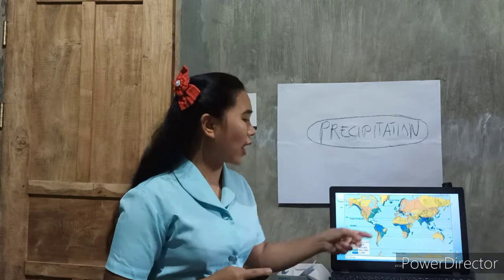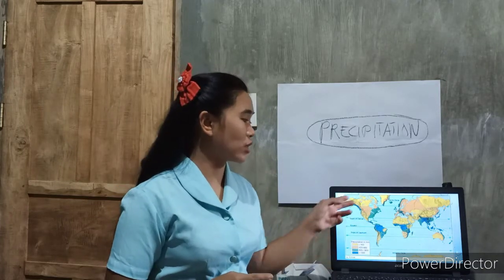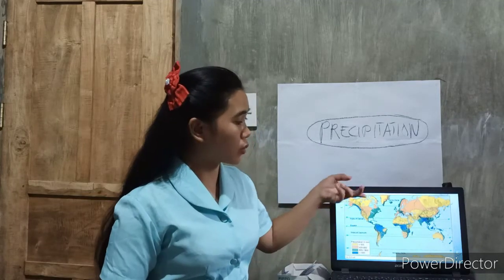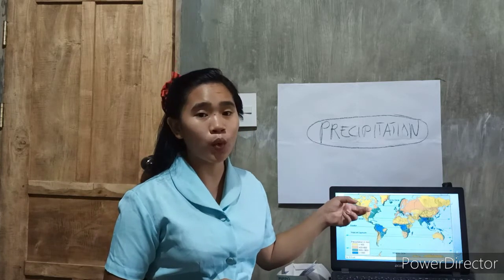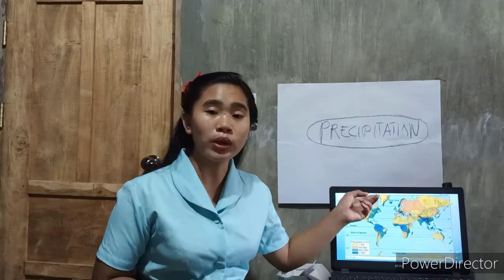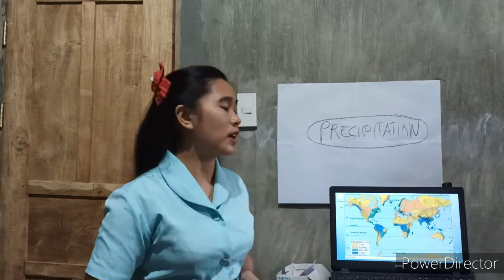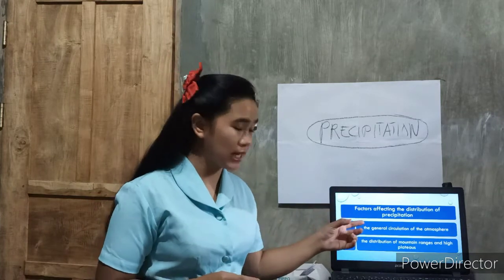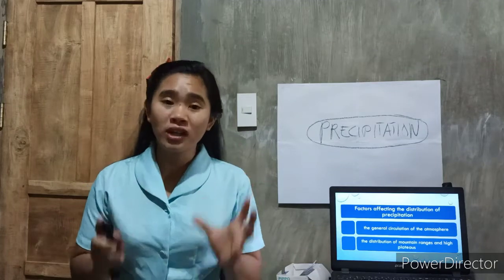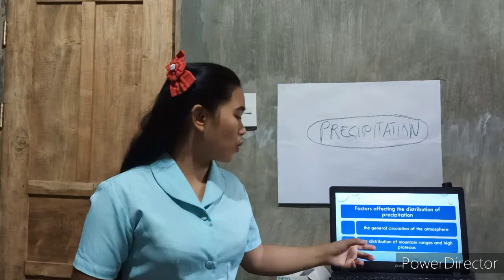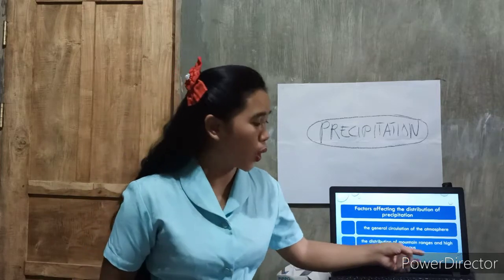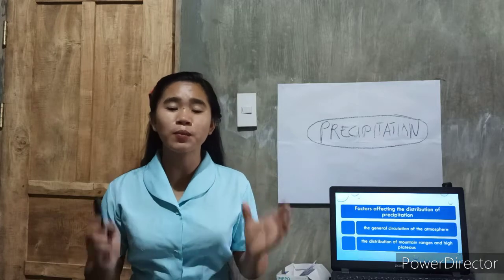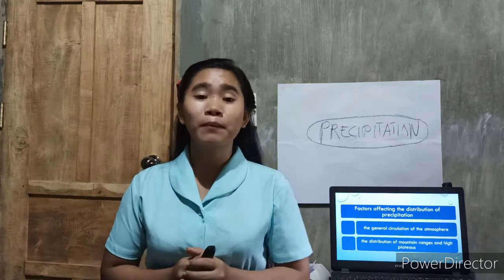Now let us look at why the distribution of precipitation is like this. Why is the equatorial region wet, while the subtropical region up to the polar region are dry? That is because of the factors that directly affect the distribution of precipitation. Number one is the general circulation of the atmosphere. The second one is, kindly read. These are the two factors that directly influence the distribution of precipitation.